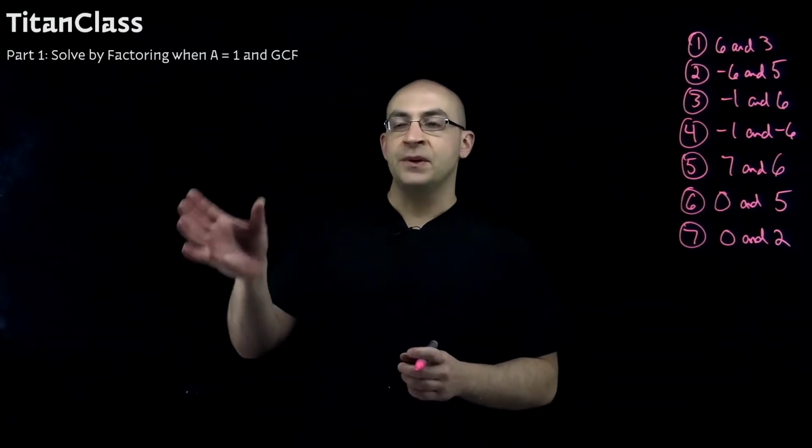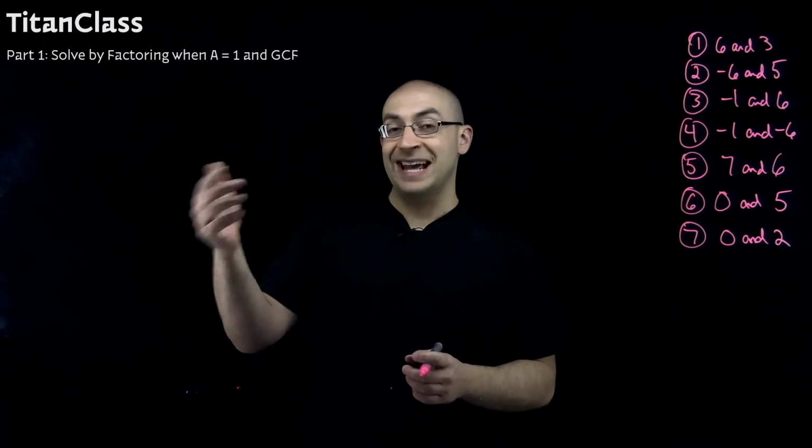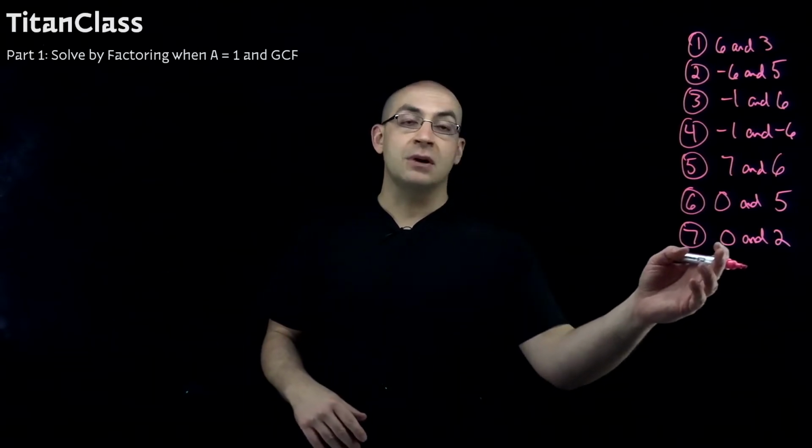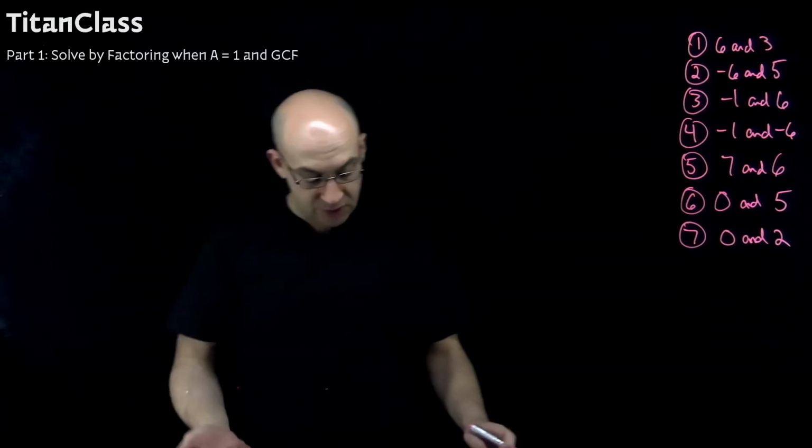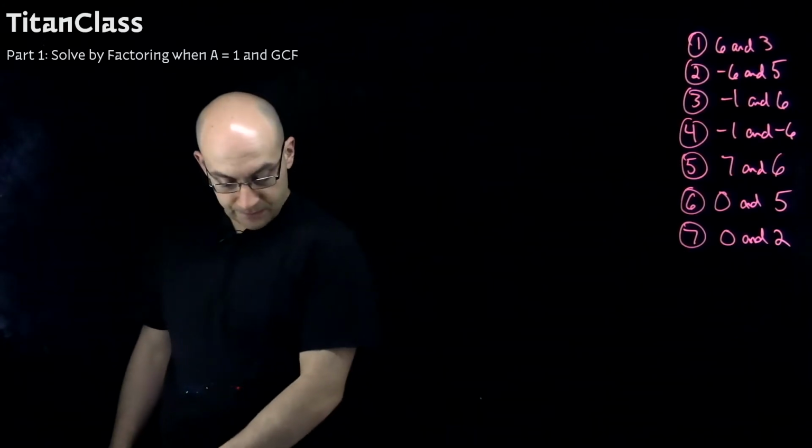So for example, remember that when we solve a quadratic, we're looking for the x-intercepts. So I might put (0, 0) and (2, 0). Again, it all depends on what the instructions are and what the teacher requests.